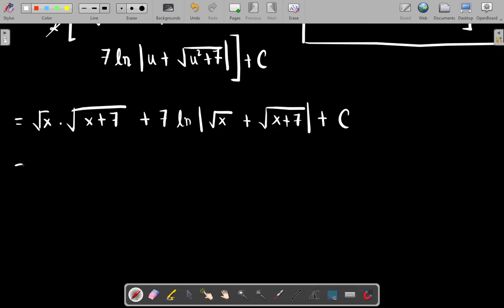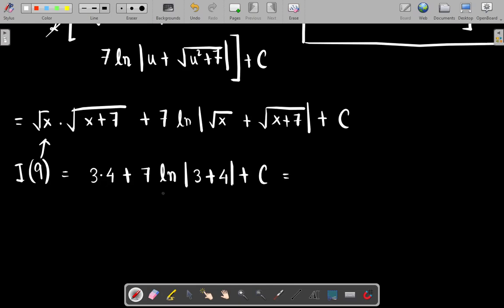So if I put x equal to 9 in the above equation, here root 9 will be 3, right? And this will be 9 plus 7, which is 16. So square root of 16 will become 4, plus 7 times log of, again this is square root of 9 will be 3, and this will be square root of 9 plus 7, which is root 16, which is 4, okay, plus c. So this becomes equal to 12 plus 7 log 7 plus c.